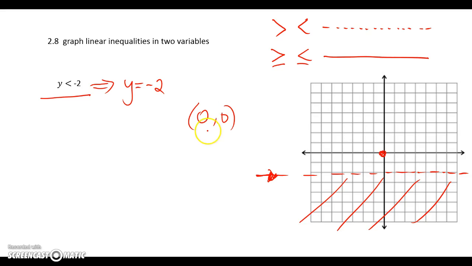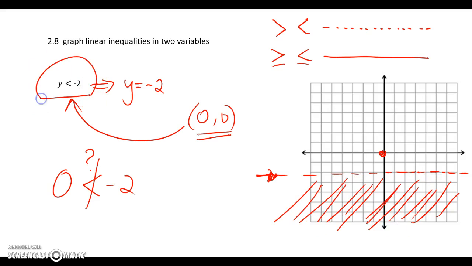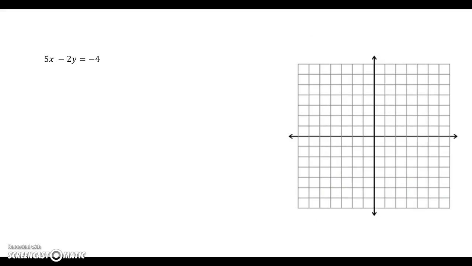Okay? So what I do is I take my test point and I plug it into this inequality. In this case, I only need the y. So what I'm saying is, 0 is less than -2. Is that correct? Well, no, it's not. So we did shade the correct side. Since it wasn't true, we know that 0, 0 is not in our solution set. The other side of this line down here is our solution set for this particular inequality. Okay? Let's look at another one.